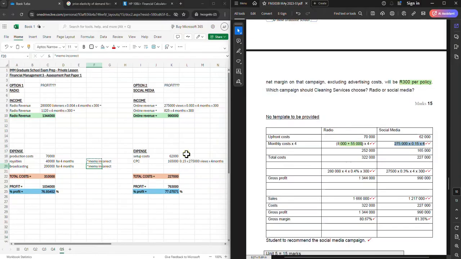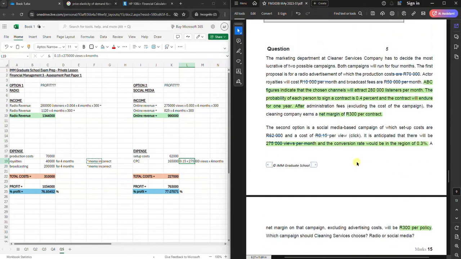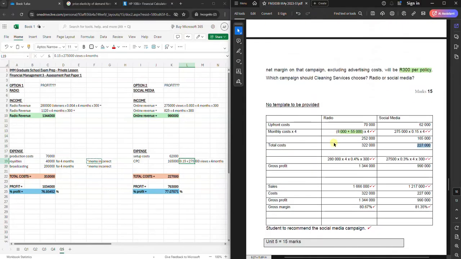275 times 50, 0.15 times 4 months. Yeah, that looks good. This side's fine. Yeah. 227, yeah, that's fine. It's just this part that's wrong. Okay, they probably had 2 questions and they didn't change it correctly or something, yeah.